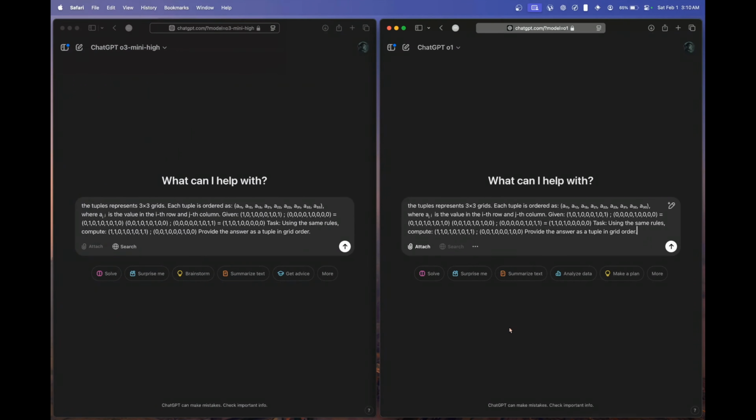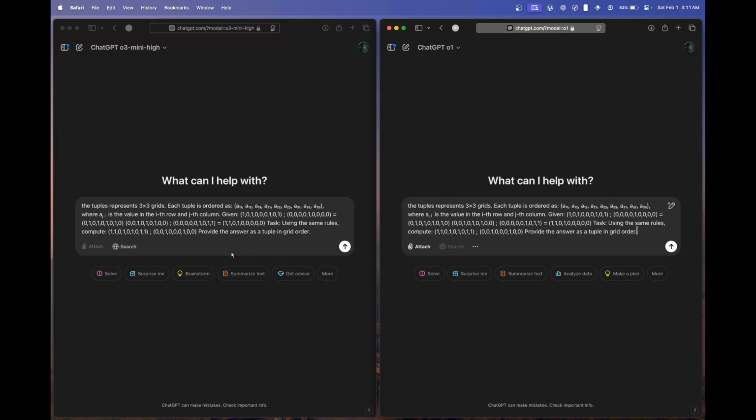Just before we start, you can have a look at this. There is exactly one option available in each of these models. In O3 Mini High, you can search the web but can't attach any kind of images, whereas in ChatGPT O1, you can attach images but you can't search the web. Moving on, we are not considering any kind of easy questions. We will be only considering hard questions.